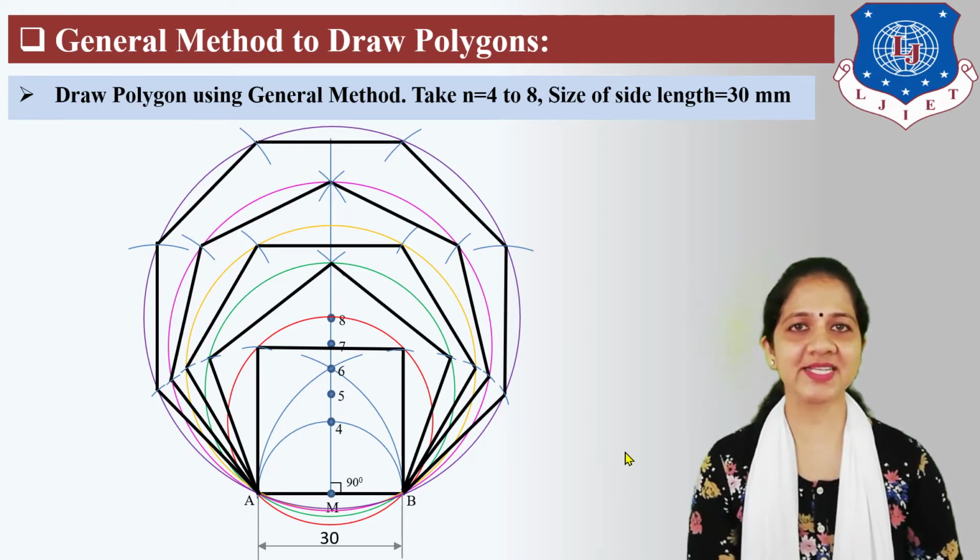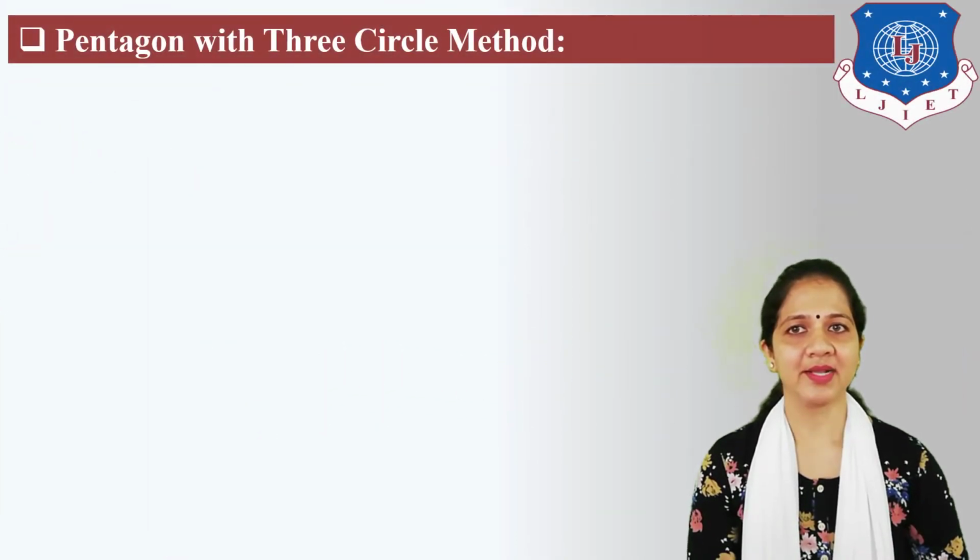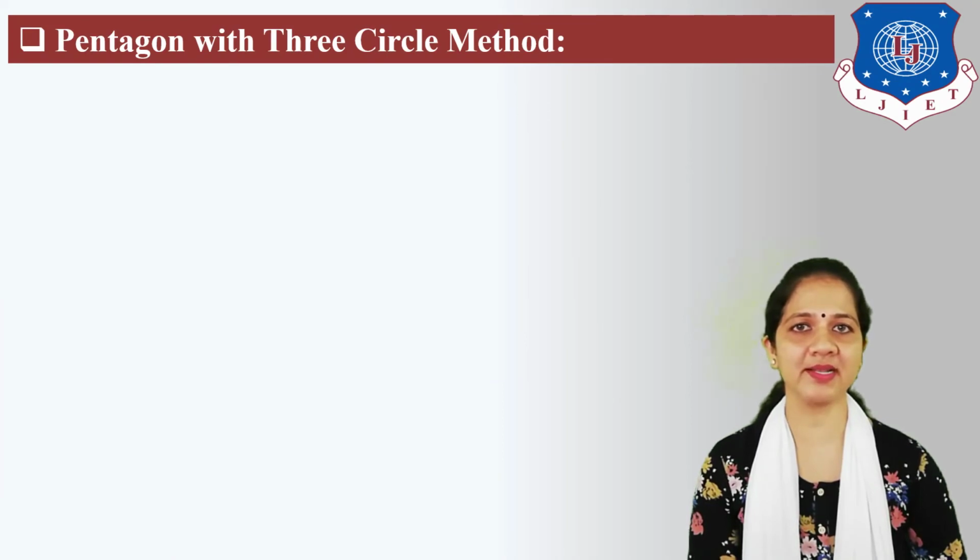So, this is the general method to draw a polygon. Next, let us understand the pentagon with the 3 circle method.